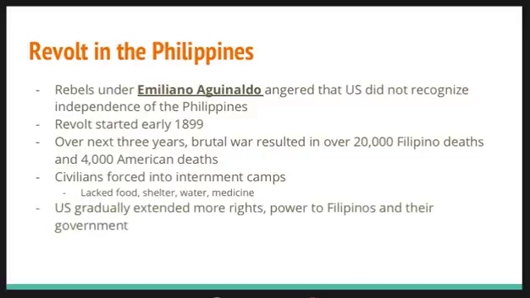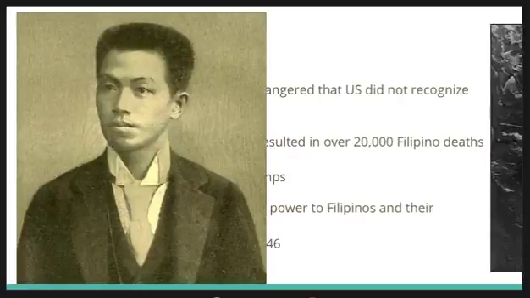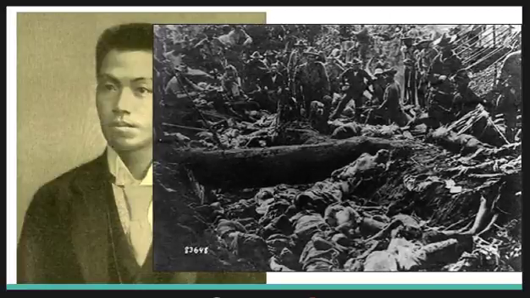Over time, the United States gradually extended more rights and power to the Filipinos in their government, and eventually independence of the Philippines was recognized on July 4th, 1956. That's a long time. That's almost 50 years where the Philippines were kept by the United States. Here's a picture of Emiliano Aguinaldo, and here's a picture of some of the death and devastation that was a result of this war between the Filipinos and the United States.